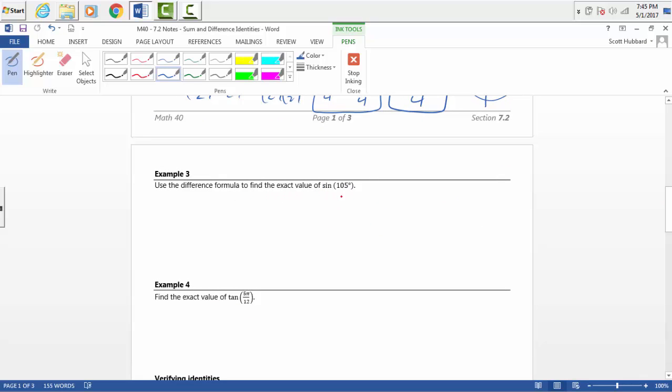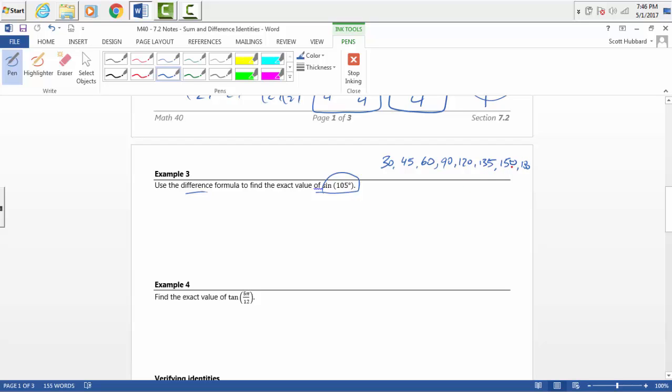So, the difference formula to find the sine of 105. Again, I only really have 30, 45, and 60. So I want to use the difference formula here. We could use the sum formula, but I just want to get a little more practice. So the next one would be 90, and then 120, 135, and 150, and then 180. So how can I make 105 out of that?